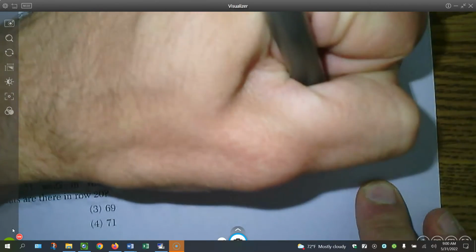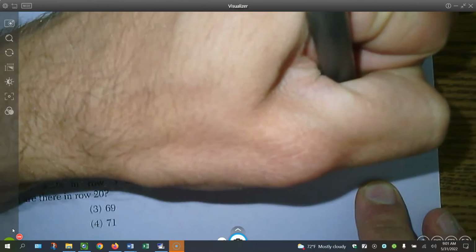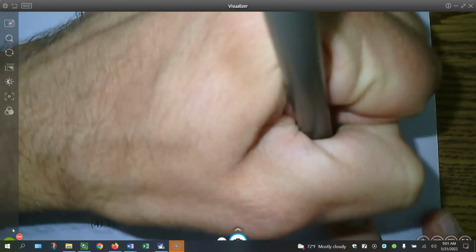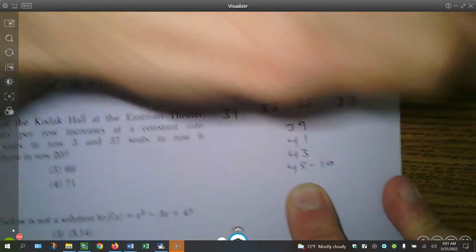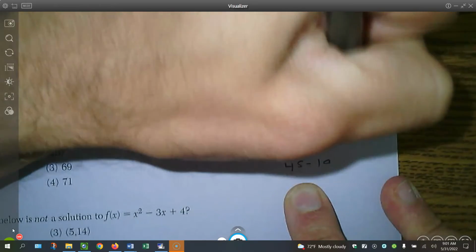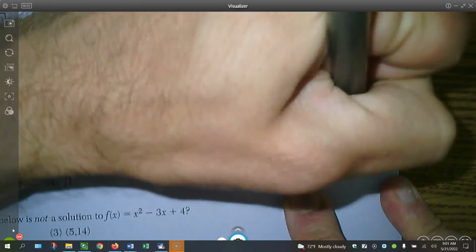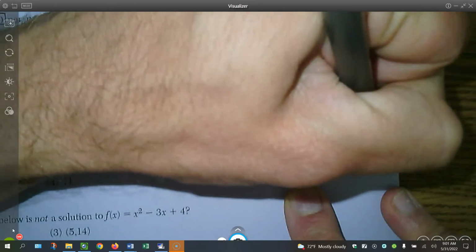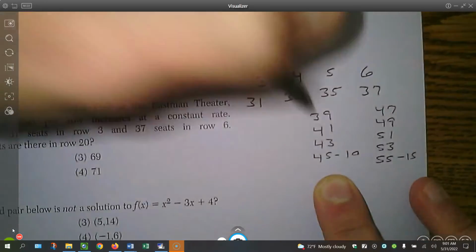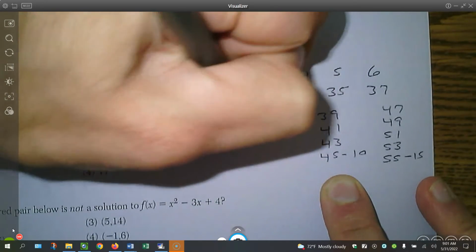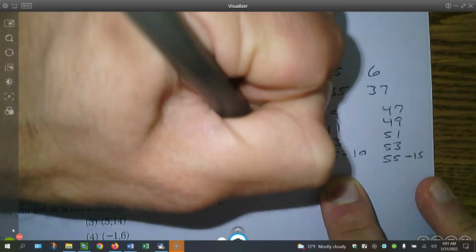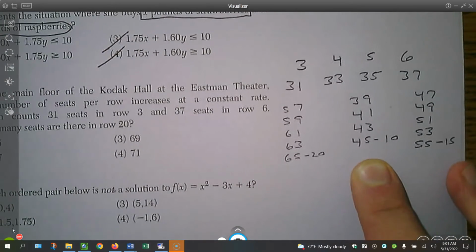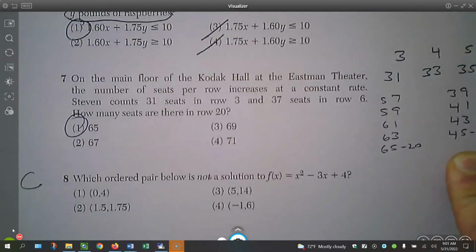So 39 would be the 7th, 41 would be 8th, 43 would be 9th, 45 would be the 10th, and then 11th, 12th, 13th, 14th, 15th, 55, 16th, 17th, 18th, 19th, 20th. So 65 seats, or choice 1.